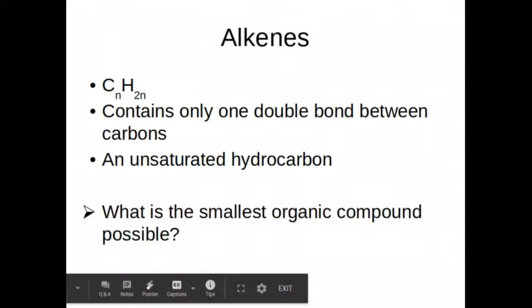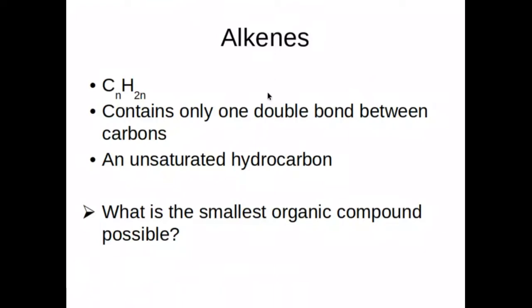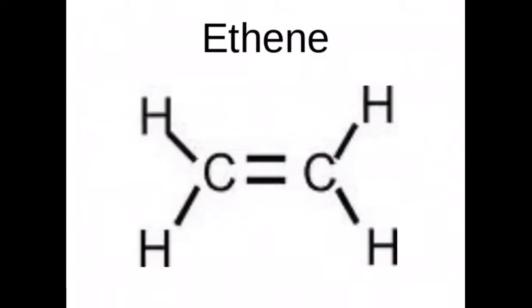What is the smallest possible organic compound in the alkene group? Can you have methane? You can't have methane, and the reason is that you need to have a double bond between carbon atoms. In order to have a double bond between carbon atoms, you must have at least 2 carbon atoms. Therefore, the smallest alkene member is ethene. Here is a picture of ethene. Eth is the prefix for 2. Ene means that it is an alkene.